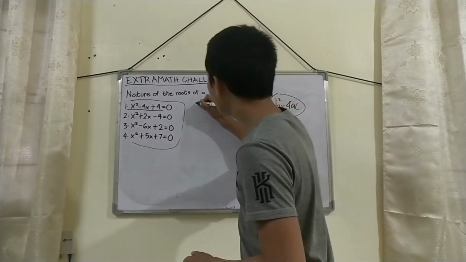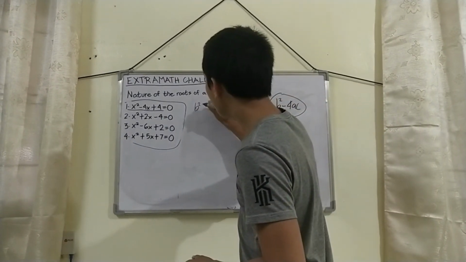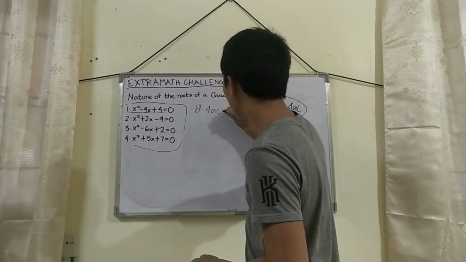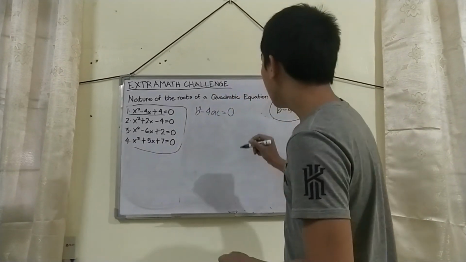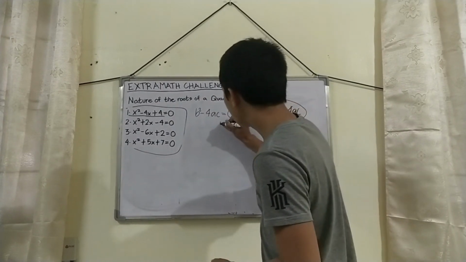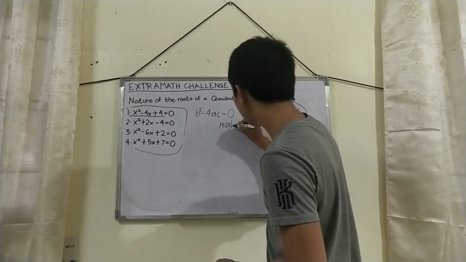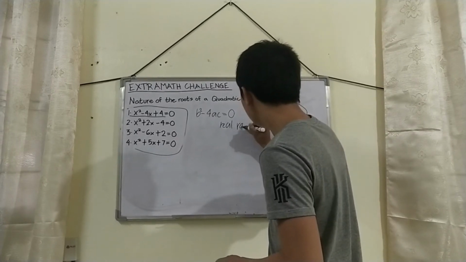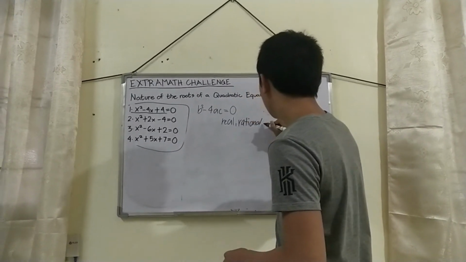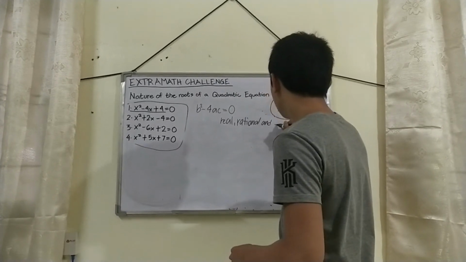The first case is if b squared minus 4ac is equal to 0, then the nature of the roots of this equation is real, rational, and equal.